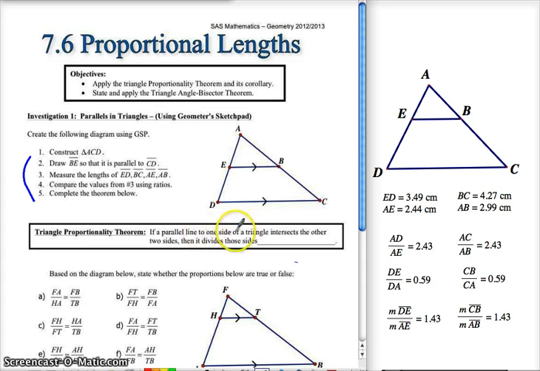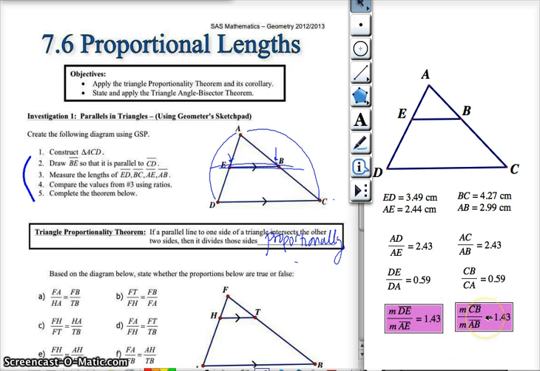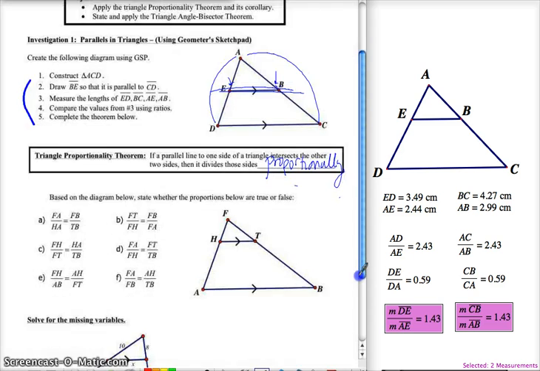It says if a parallel line to one side of a triangle, so this is my parallel line to one side of a triangle, intersects the other two sides, so it intersects the other two sides at point E and at point B, then it divides those sides, so it divides these sides right here, proportionally. Right? So that's what I proved over here in my GSP. It divided those sides right here and right here proportionally. Or all of these, right, are showing examples of how it's dividing it proportionally. But really, these are the two we're looking at.